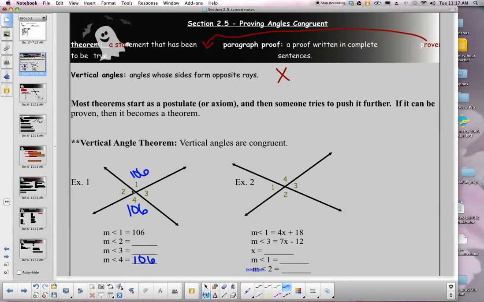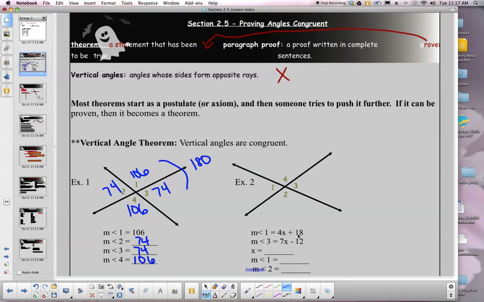Those form a straight line, and so we know that 2 angles that form a straight line have to add up to 180 degrees. So if angle 1 is 106, that leaves angle 3 to be 74, so that together they add up to 180 and make that straight line. But we also know from the vertical angle theorem that angle 2 and 3 have to be the same measure, so 2 would also have to be 74. So 2 and 3 would be 74, and 1 and 4 would be 106.